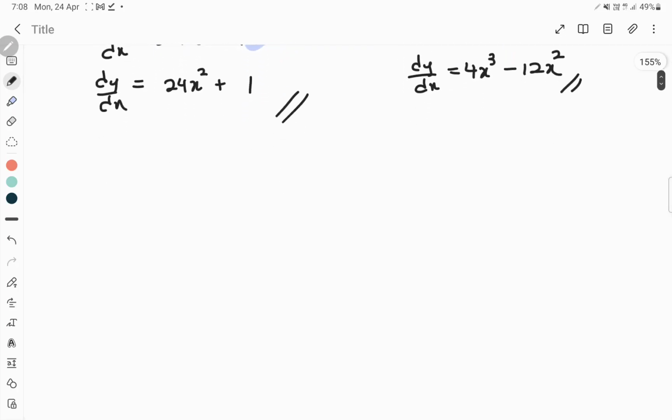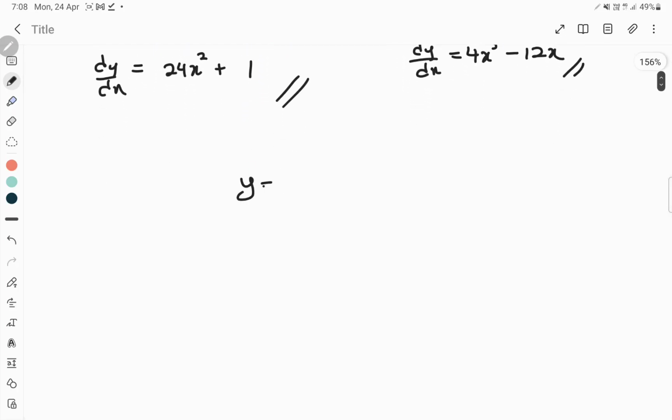Alright, let's come into another example. y is equal to 3x minus 2 squared. Alright, can you expand and do the rest? I'll give you some time.